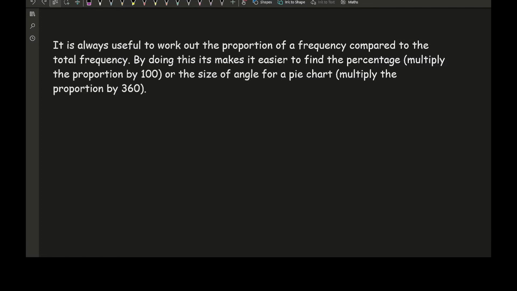Now it is always useful to work out the proportion of the frequency compared to the total frequency, and by doing this it makes it easier for you to find the percentage, where you multiply the proportion by 100, or the size of the angle for a pie chart, in which we multiply the proportion by 360.